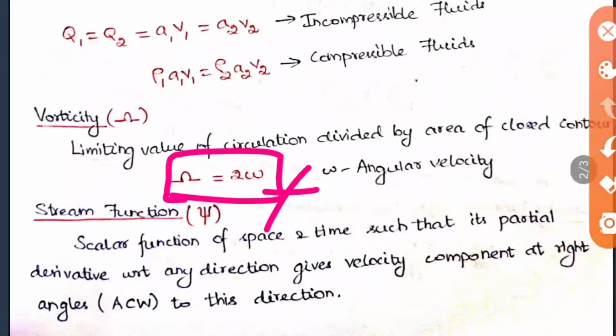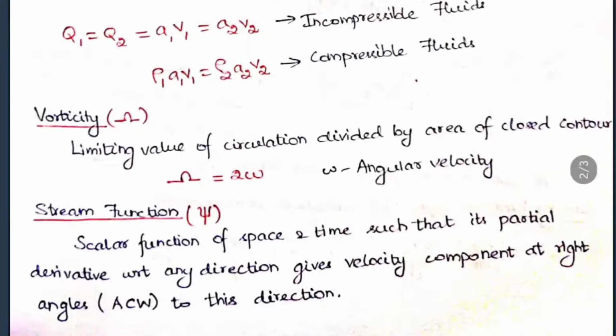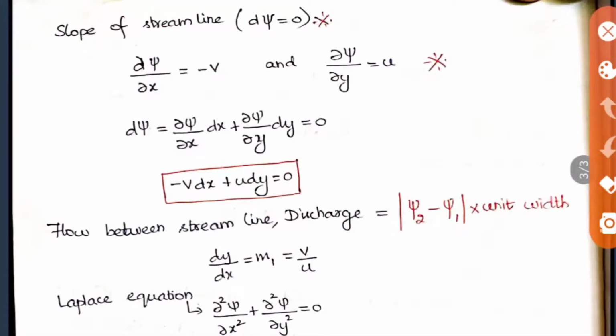So now let us go into the stream function. This is very important. Questions are asked, even 2 marks are asked from this topic. Okay, so the stream function we denote by this symbol, chi, and this is a scalar function of space and time such that its partial derivative in any direction gives the velocity component at right angles to this direction. This is the definition of the stream function. Generally the change of the stream function along a streamline is equal to 0, so d chi is equal to 0.